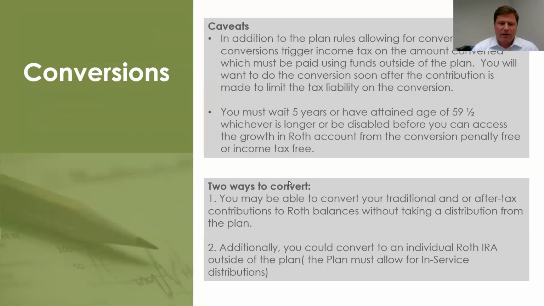So as Jeff mentioned earlier, when you make your contribution, you're not going to want to wait too long before you do the conversion, because any time period in there that experiences growth in the account will create a tax liability on that conversion. The other caveat, you must wait 5 years or have attained age 59 and a half, whichever's longer, or be disabled before you can access the growth in the Roth conversion penalty-free or income tax-free. So that's, again, no different than the other conversion options or the typical Roth IRA.